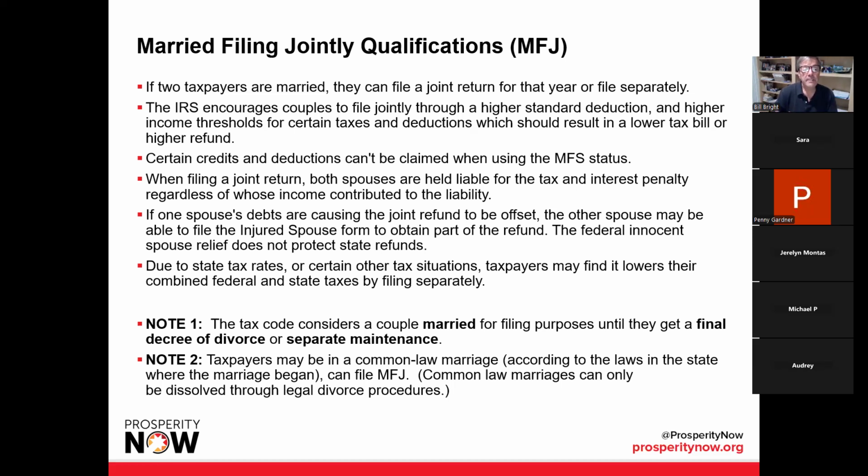Now, if one spouse's debts are causing the joint refund to be offset, the other spouse may file an injured spouse form to obtain part of the refund. Federal innocent spouse relief does not protect state refunds. Filing injured spouse is out of scope for VITA. We encourage folks, if it's a real issue there, to seek out the taxpayer advocate or possibly go to an AARP site, or again, a paid preparer possibly. There are a lot of things that go into filing a petition for an injured spouse.